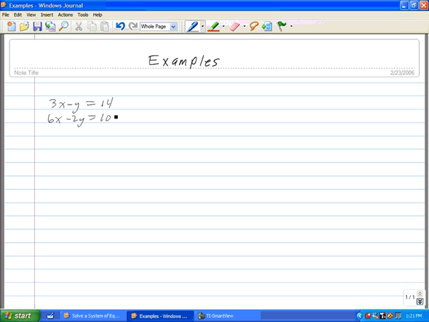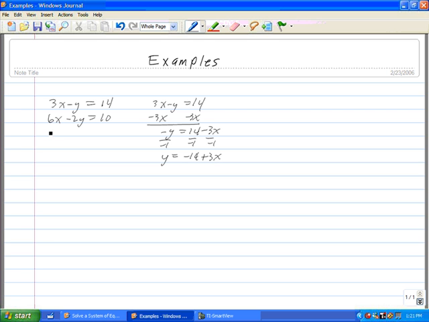Now, which variable should we solve for? Well, I'm going to go for the y in the first equation because it has a coefficient of -1. So I'll step aside, subtract off the 3x, get -y equaling 14 minus 3x, divide by -1, I get y equaling -14 plus 3x.